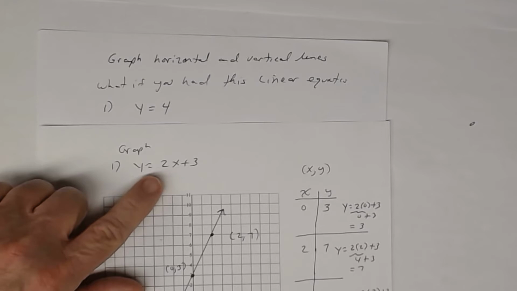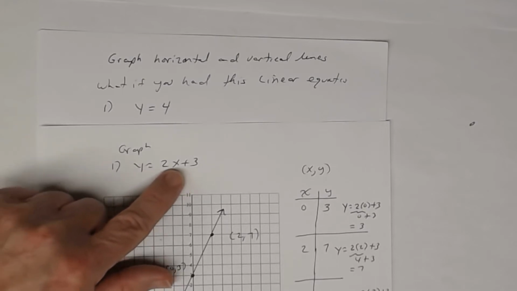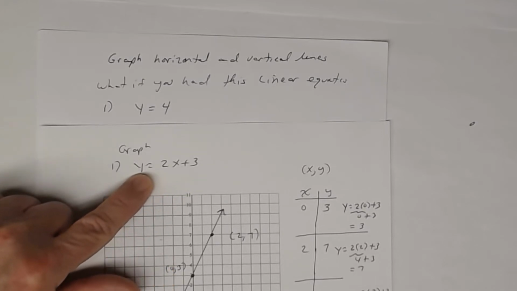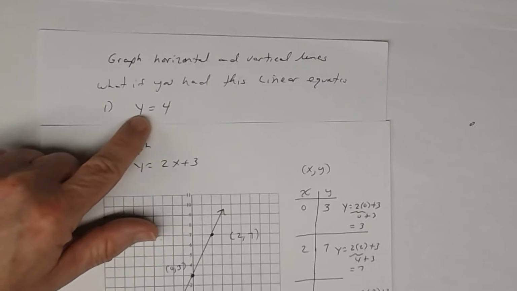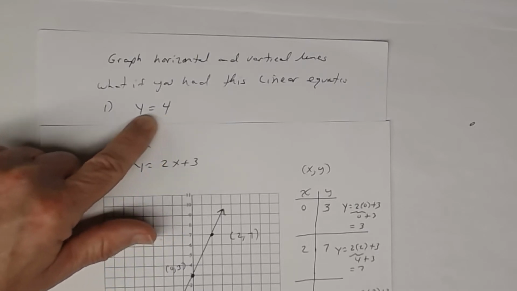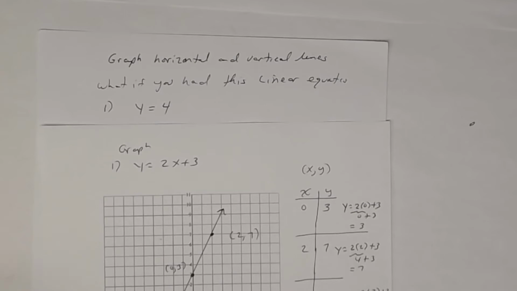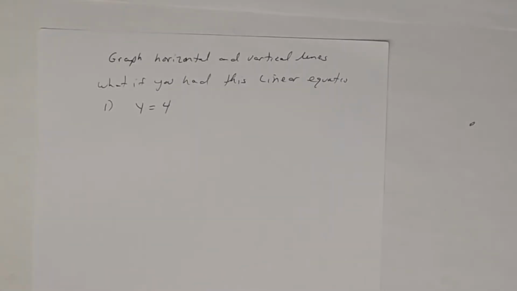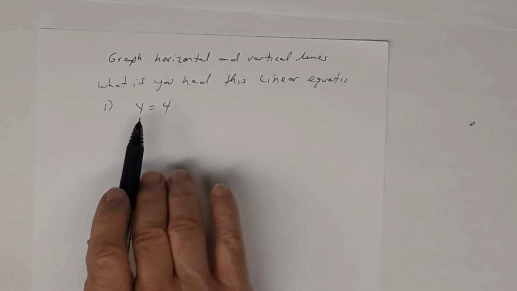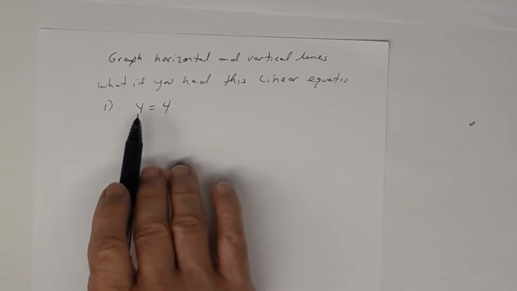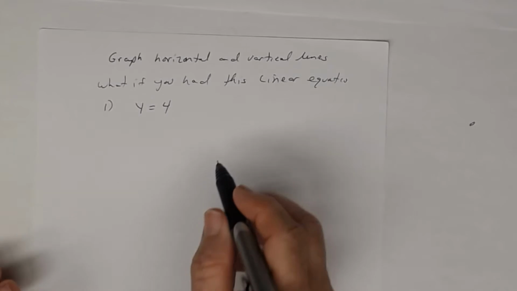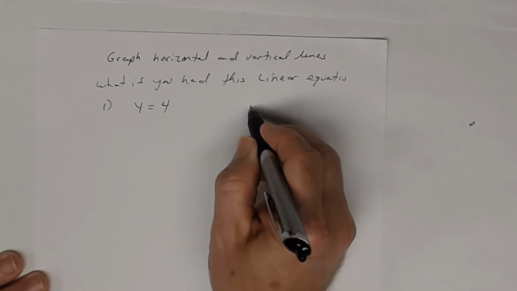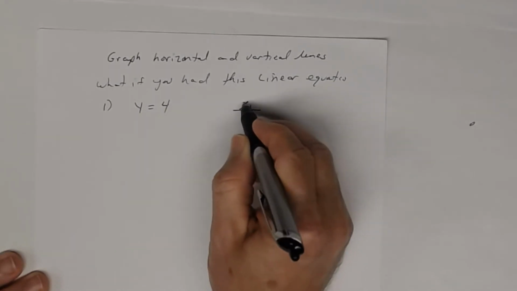In this equation, you see both an x and a y, correct? In this equation, all you see is a y. So let's talk about that and see what happens. This linear equation does not have an x variable. It has a y variable. So let's talk about this in terms of a t-table, and I want you to listen carefully.